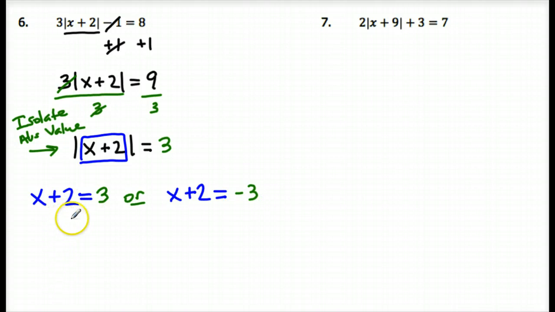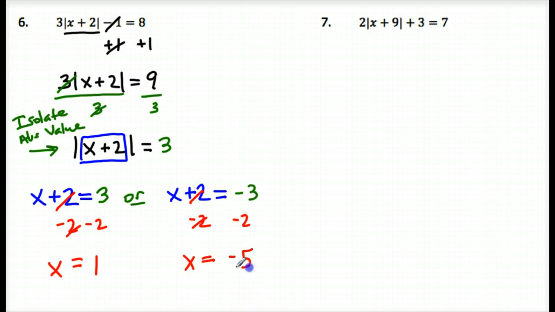So when I solve both of these equations separately, I'm going to subtract 2 here. That gives me x equals 3 minus 2 is positive 1. And then when I solve this equation here, subtract 2, I get x equals negative 3 minus 2, which is negative 5. So I have two possibilities for my answer here. Positive 1 and negative 5.